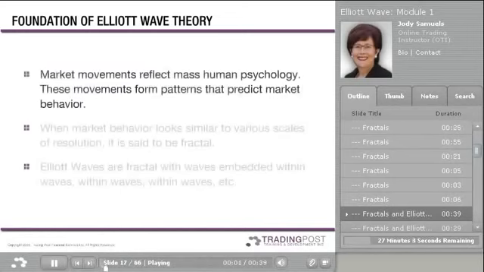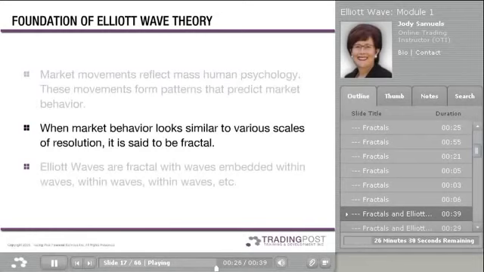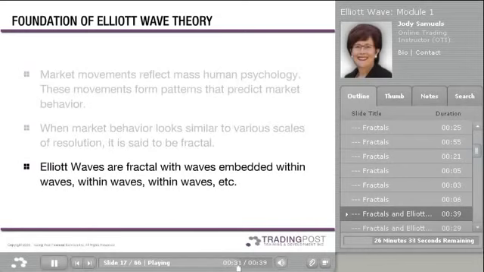Market movements reflect mass human psychology. These movements form patterns that predict market behavior. Eliot named and characterized these patterns, or waves, he found in the market data. He also described how they link together to form larger versions of themselves, and then link to form the same patterns in the next larger level. When behavior looks similar at various scales of resolution, it is said to be fractal. Eliot waves are fractal, with waves embedded within waves, within waves, within waves, etc.